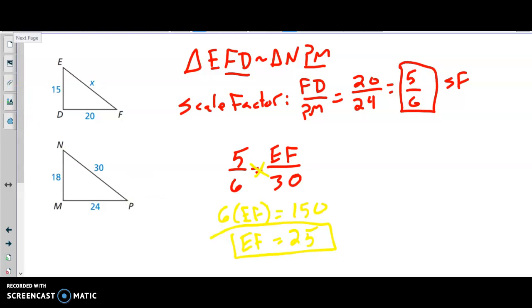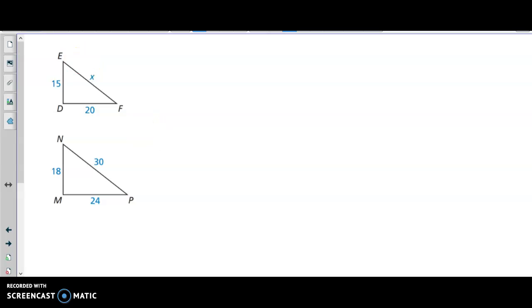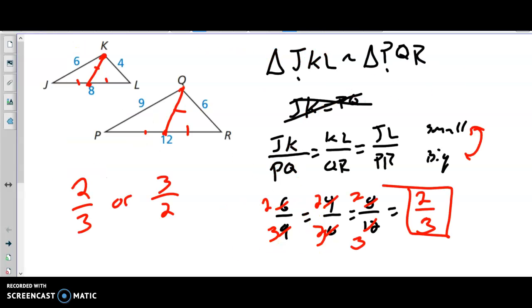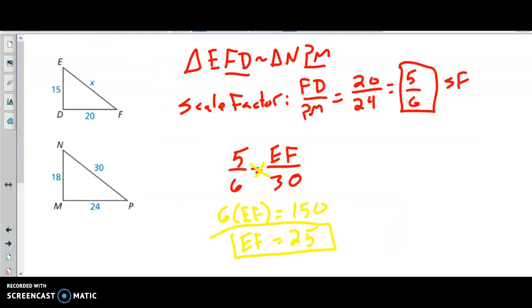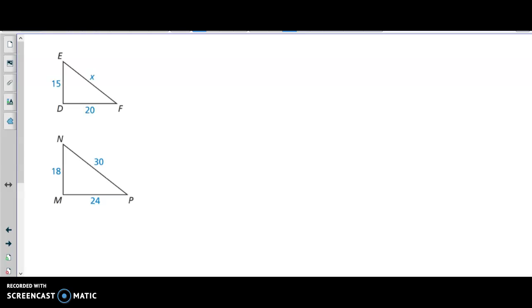So let's try that one more time. I have these two triangles here. I lost it all. All right, well, never mind. We're just going to talk about area and perimeter then.